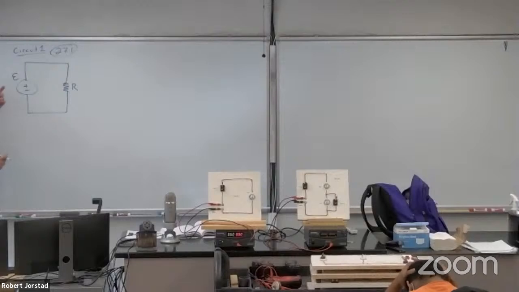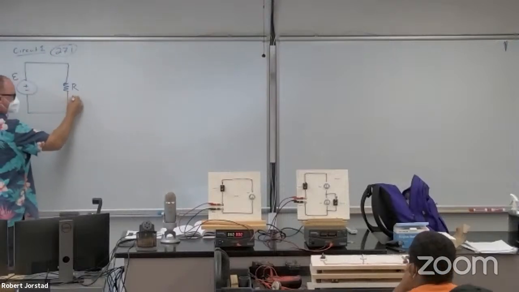Great. All right, so in this case, we have one battery, one circuit element. What do we know about the voltage on this circuit element compared to the voltage of the battery? Same or different? Same. If this is 6 volts, this has 6 volts.